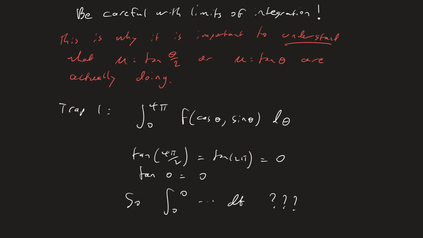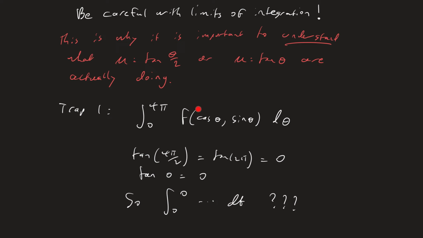There's a very practically important reason for understanding where these change of parameters come from. That's because if we're not careful, we'll make mistakes with limits of integration. For example, the first trap is if we're asked to evaluate an integral involving sine and cos between 0 to 4 pi. We make the substitution u equals tan theta on 2.